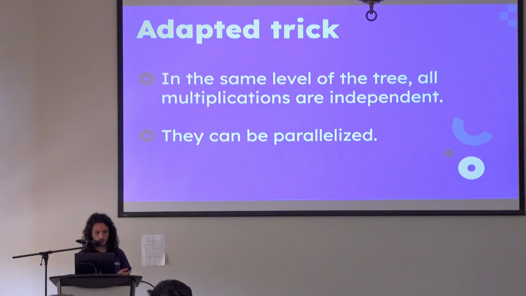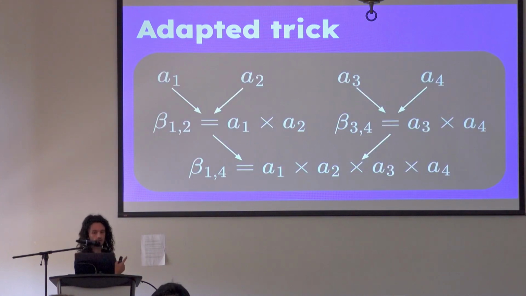And now, you may notice that in the same level of the tree, each multiplication is independent. So we can parallelize the same level of the tree, right? Beta sub 1, 2 does not depend on anything calculated by beta sub 3, 4.